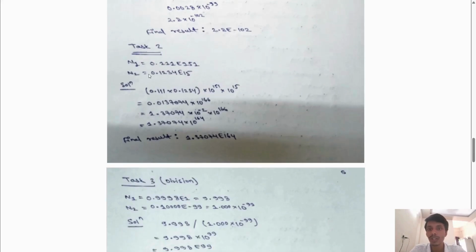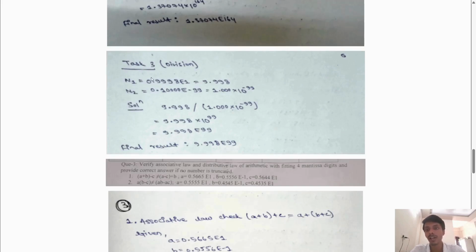In task 2, we have to multiply these terms. For multiplying, we take the exponential part common, 10 to the power 151 and 10 to the power 15. And then after multiplying these respective terms, we append it at the end. So the final result is 1.37074 E164.